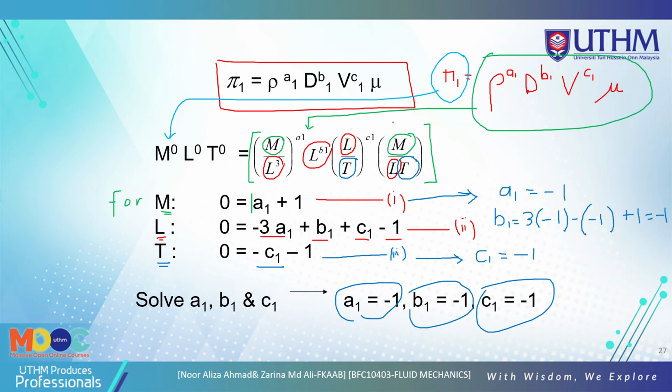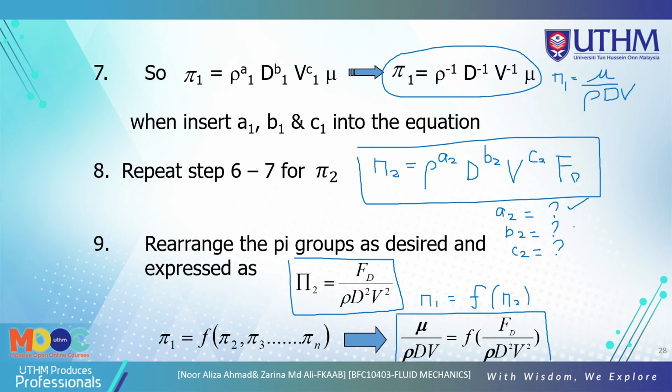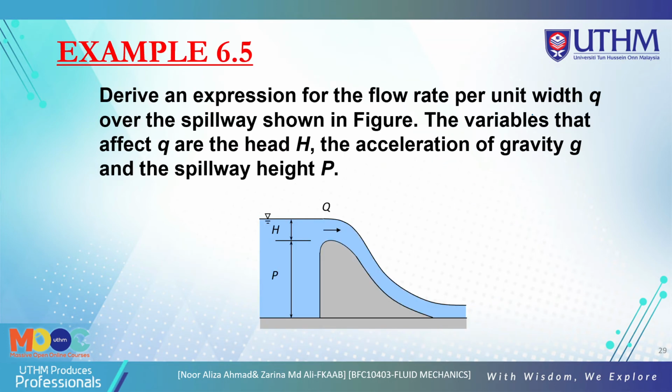Okay, so you repeat the calculation based on A2, B2, C2, and so on, until you get the last formula for pi 2, which is this one. Now we look at an example: derive an expression for the flow rate per unit width Q over the spillway shown in the figure.